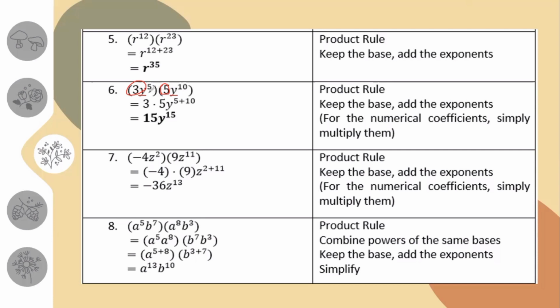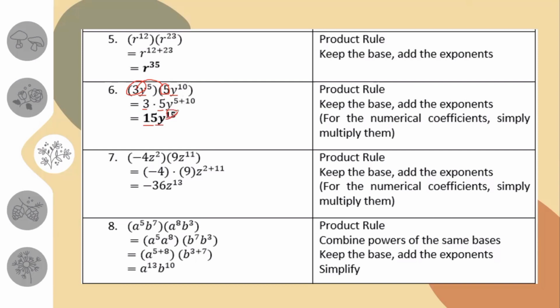So simply multiply now the numerical coefficients. These are 3 and 5. So multiply 3 times 5. Ang magiging answer ay 15. And then copy the variable, which is y, and then add the exponents, which are 5 and 10. 5 plus 10 will give you 15.